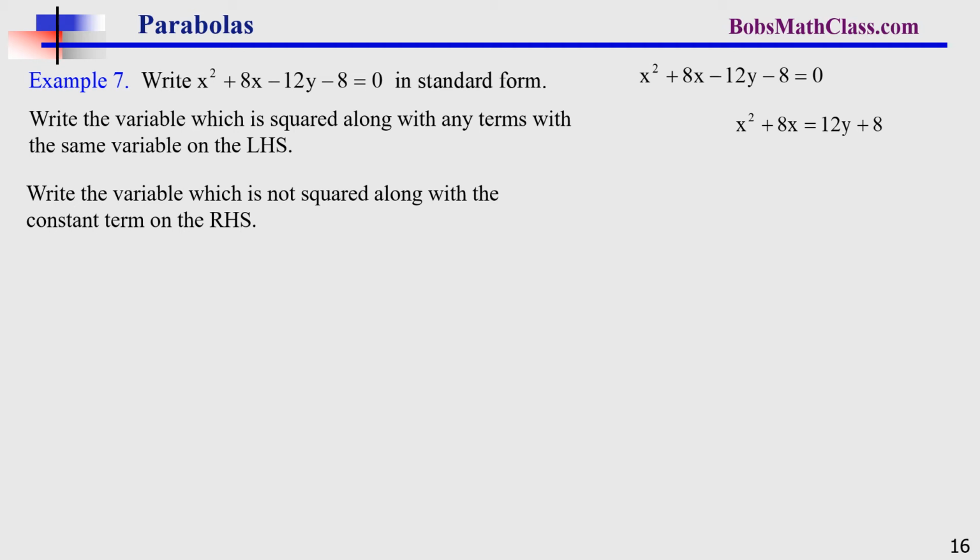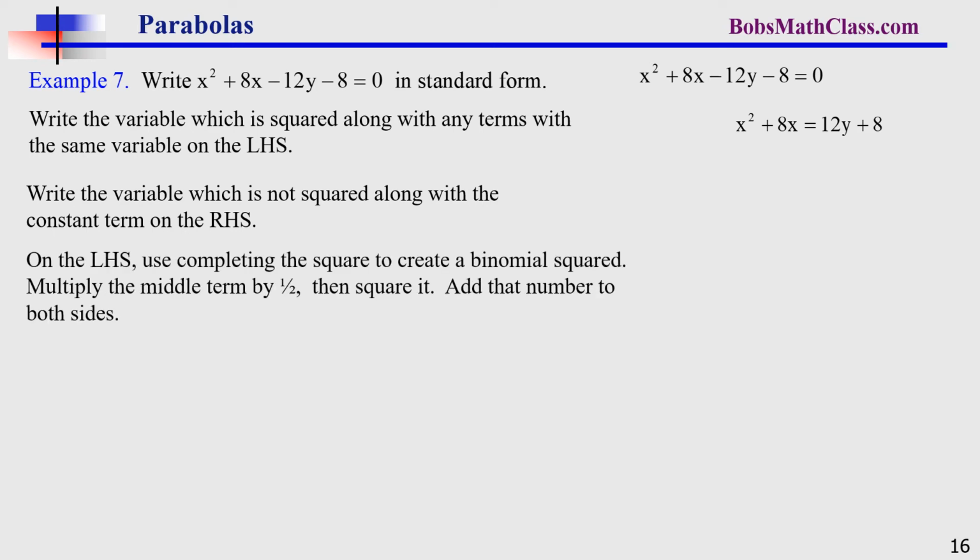Okay, now we're going to complete the square. Do you remember the process? We take half of the x term in this case. So we're going to take half of 8, which is 4, and then we're going to square it, which is 16. Okay, so there's a note on the left-hand side. We're going to use completing the square to create a binomial squared. Multiply the middle term by 1/2 and then square it. Add that number to both sides. So 16. Add 16 on the left and 16 on the right.